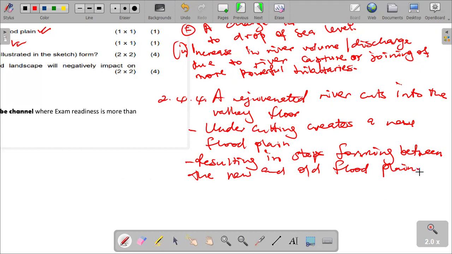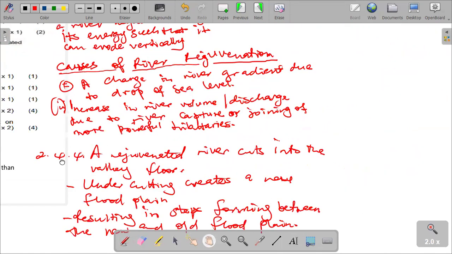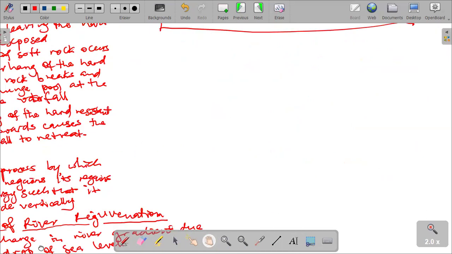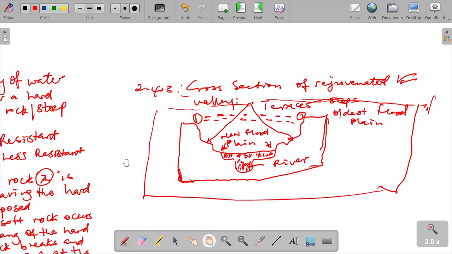We are saying when the river rejuvenates, it undercuts into the valley floor. When it undercuts into the valley floor, it creates a new floodplain, which you are seeing from the diagram that we just drew, which is showing the rejuvenated river valley. If you can see our diagram that we drew here, what is happening is that the terraces are the steps that we are referring to.